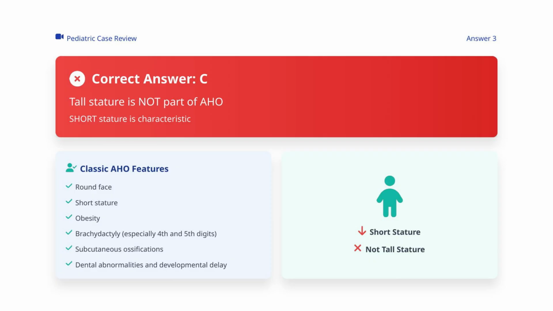The correct answer is C, tall stature. Patients with Albright hereditary osteodystrophy characteristically have short stature, not tall stature. Classic features include round facies, short stature, obesity, and brachydactyly affecting especially the fourth and fifth digits. Subcutaneous ossifications occur in soft tissues. Patients may also develop dental abnormalities and varying degrees of developmental delay. This distinctive phenotype helps distinguish pseudohypoparathyroidism type 1 from other calcium disorders.